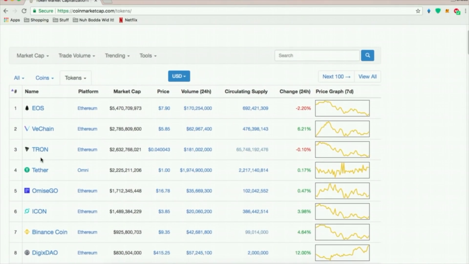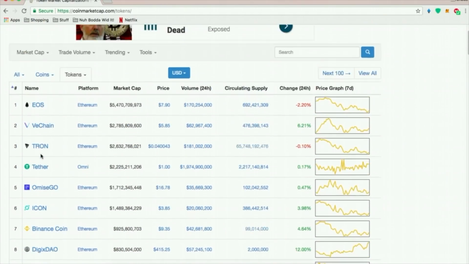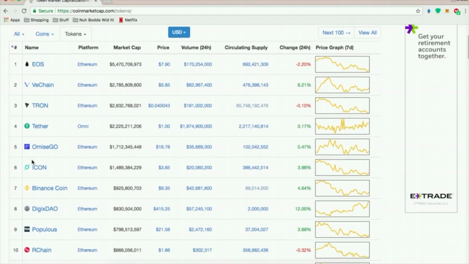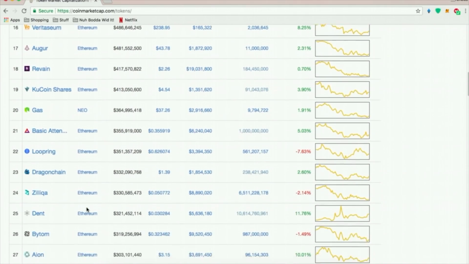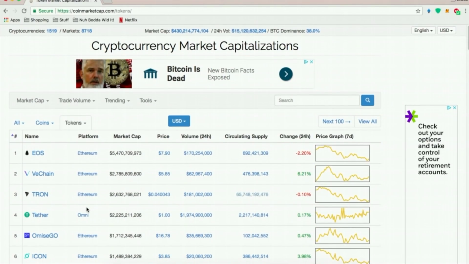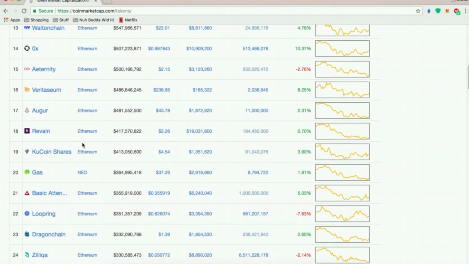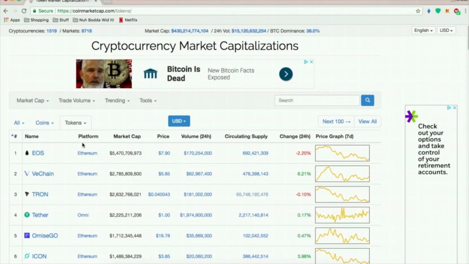You can see there's no Bitcoin, there's no Ethereum, there's no Neo, there's no Litecoin, there's no Ripple, because these are all tokens. So the good thing about coinmarketcap.com is it tells you the name of the token, and then it tells you what platform it's based off of. Most of these tokens are going to be based off the Ethereum platform, as you can see. You have Tether that's based off Omni, and I think there are a few, like GAS, that's based off Neo. There are others, but most of them are going to be based off the Ethereum platform.